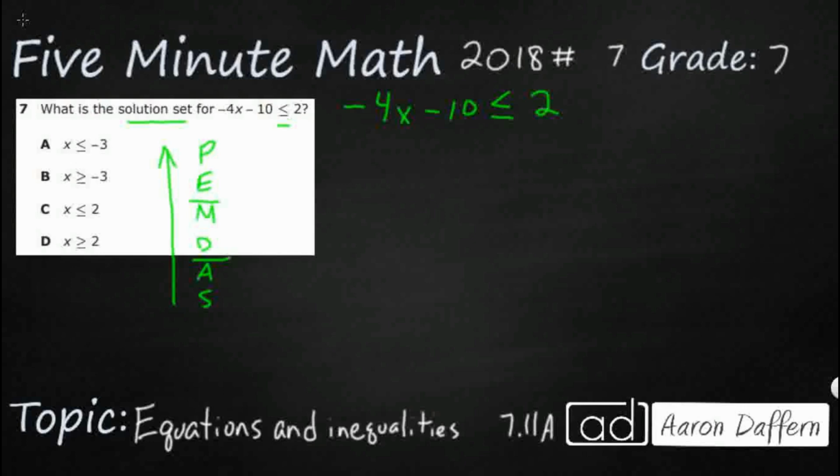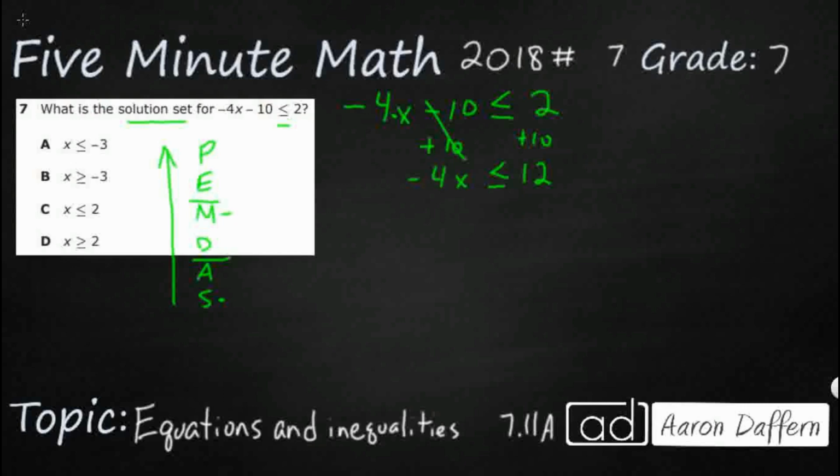So over on this left side, we've got a 4 times x, so that's a multiplication right there. And then we've got a minus 10, so subtraction. So subtraction is going to be the weakest, so we are going to do the opposite of subtraction, that is plus 10. Do that on both sides of the inequality. And so minus 10 plus 10 cancels itself out. We get 2 plus 10, that's 12. And so now I've got a negative 4x.